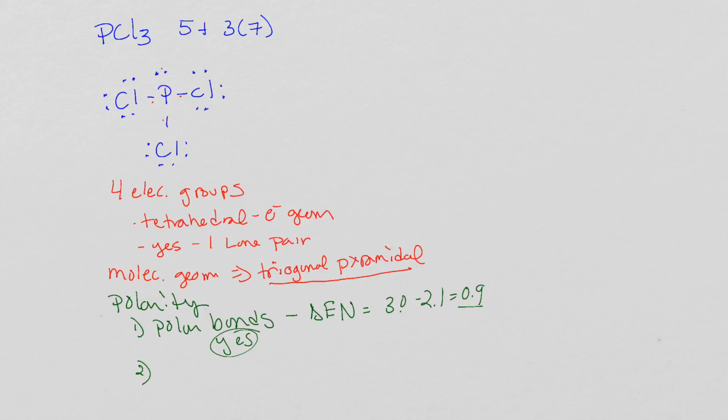What about the symmetry? Well, if we look at here, right, trigonal pyramidal geometry, because it has a lone pair, is by definition non-symmetrical, right? Even if all of these atoms are the same, the fact that we have a lone pair means that the dipoles will never cancel out. And so, because we have the lone pair, this is automatically non-symmetrical. So we have polar bonds, we have a non-symmetric structure, which means the dipoles won't cancel.